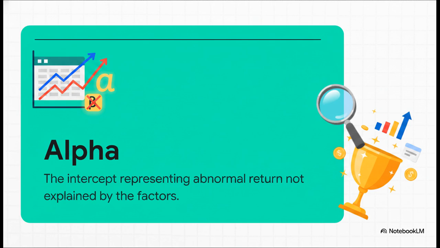It represents the abnormal return that is not explained by our known risk factors. So if your Excel regression kicks out a statistically significant positive alpha, that tells you that a stock, or maybe a fund manager, is genuinely outperforming the market based on pure skill or a unique advantage. They aren't just blindly riding the market's size or value trends.